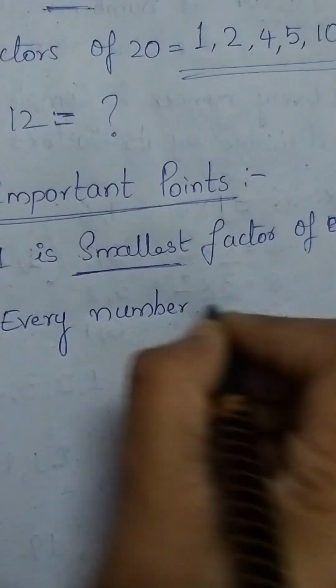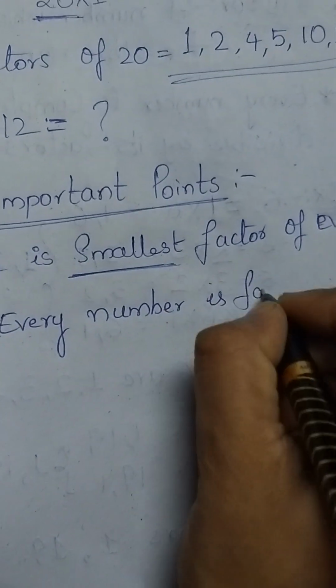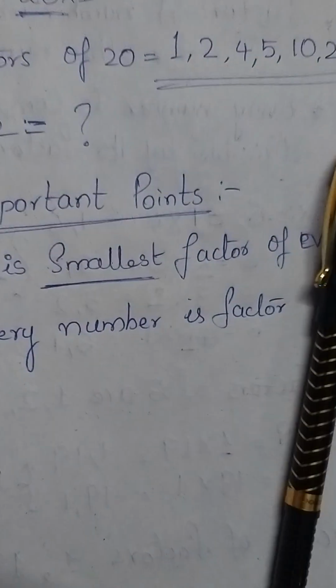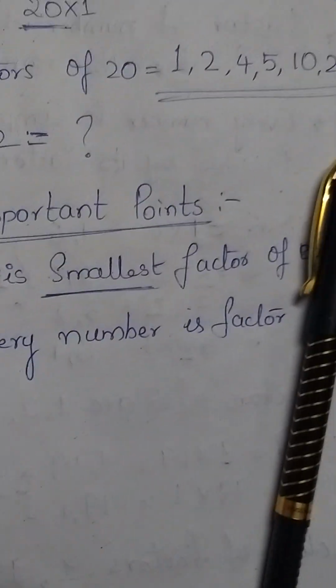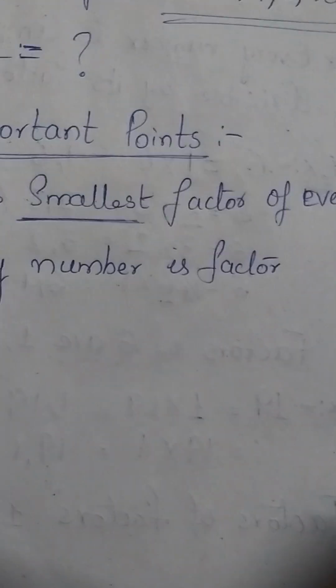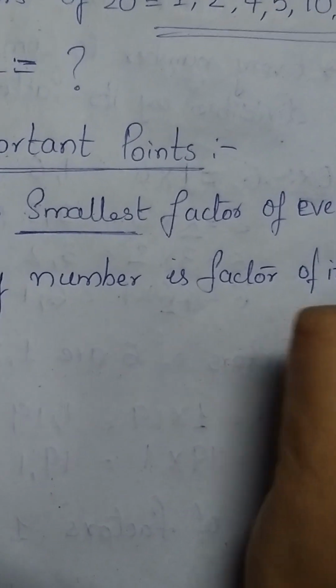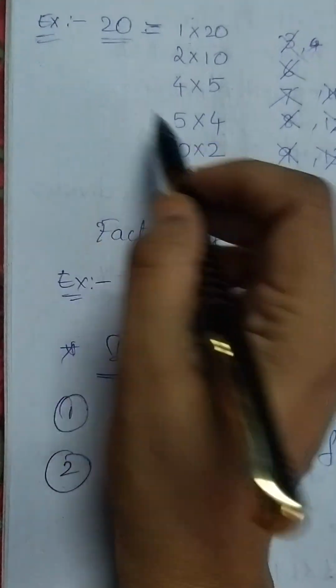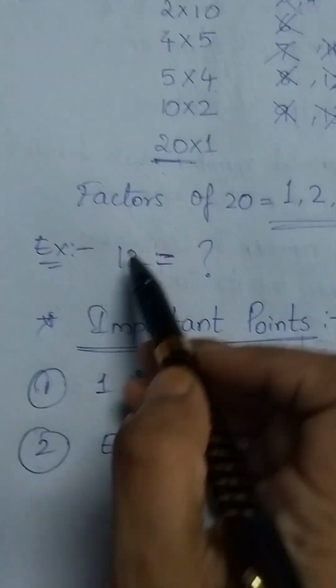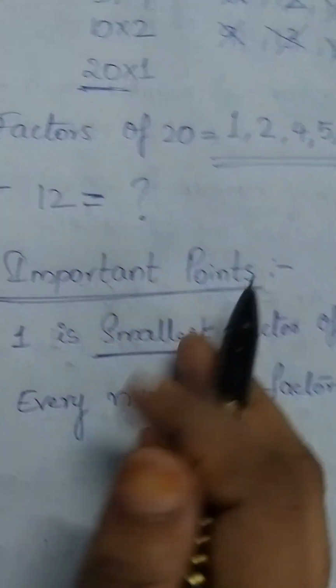The second point is every number is a factor of itself. See, children, 20 itself is a factor, 12 also itself is a factor.